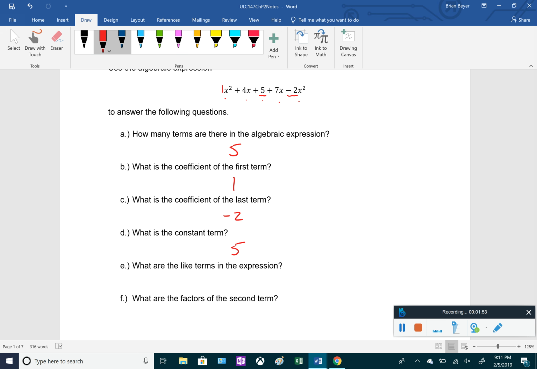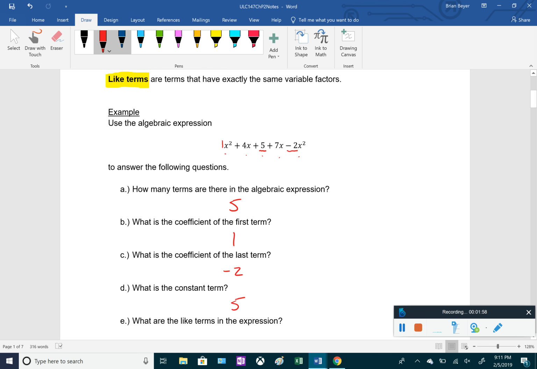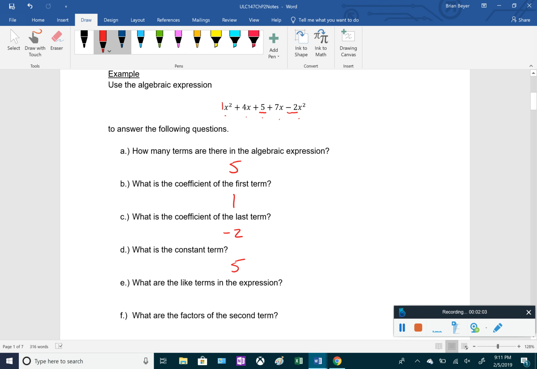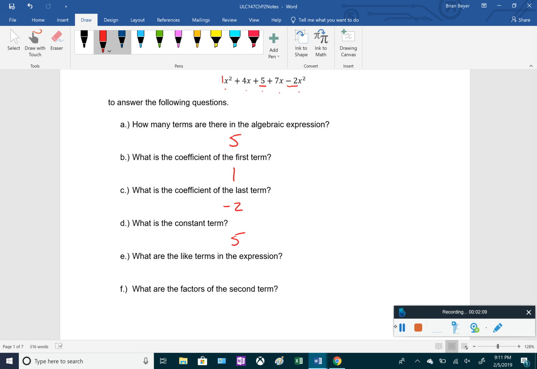And the like terms in the expression, so remember from right up here, like terms have the same variable factors. So it's going to be the same variables with the same exponent. So that's going to be x squared and negative 2x squared are like terms because they both have an x squared variable factor. And then we also have 4x and 7x are like terms because they both have a variable factor of just x.